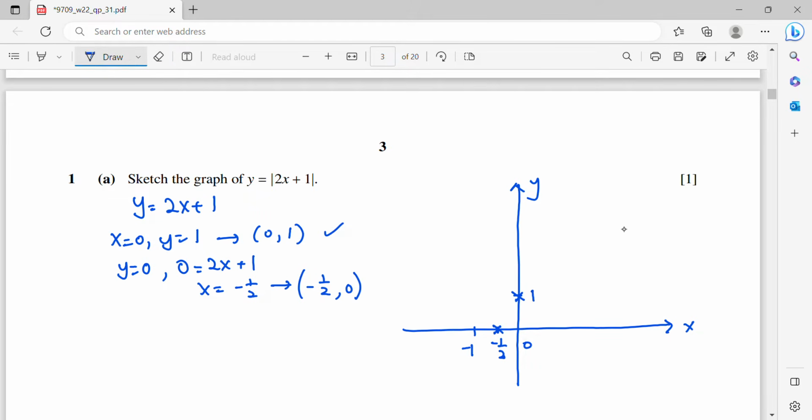I will use a straight line, or solid line, to join the 2 points, and then our original line should have negative y values, which I draw using a dotted line. I draw the dotted line for the values of y which are less than 0, below the x-axis, because we are sketching the modulus graph. The modulus graph means that there's no negative, so the dotted line should be reflected on the x-axis, and this is our graph for the modulus of 2x plus 1. Okay, so now let's move on to the next part.